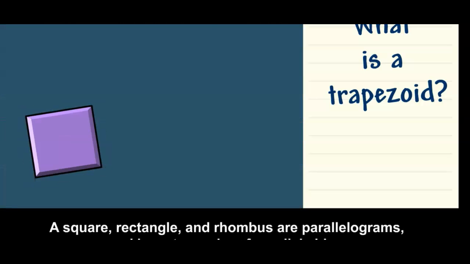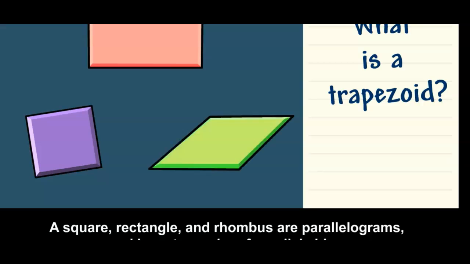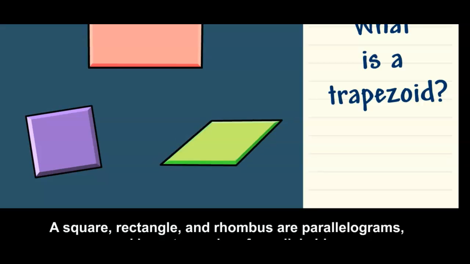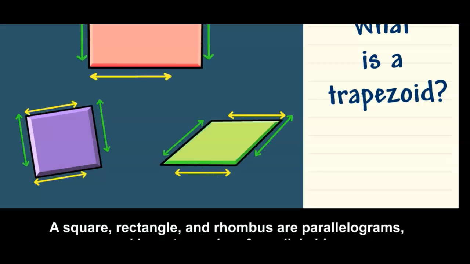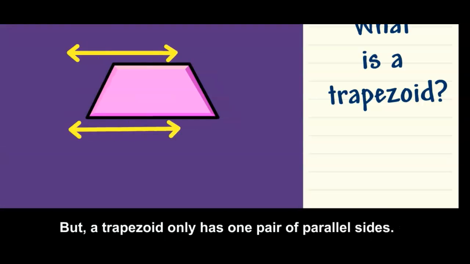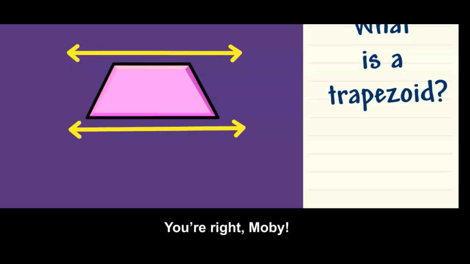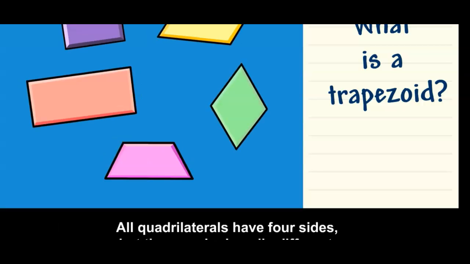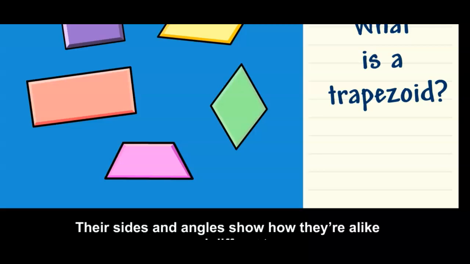A square, rectangle, and rhombus are parallelograms and have two pairs of parallel sides. But a trapezoid only has one pair of parallel sides. You're right, Moby. All quadrilaterals have four sides, but they can look really different. Their sides and angles show how they're alike and different.